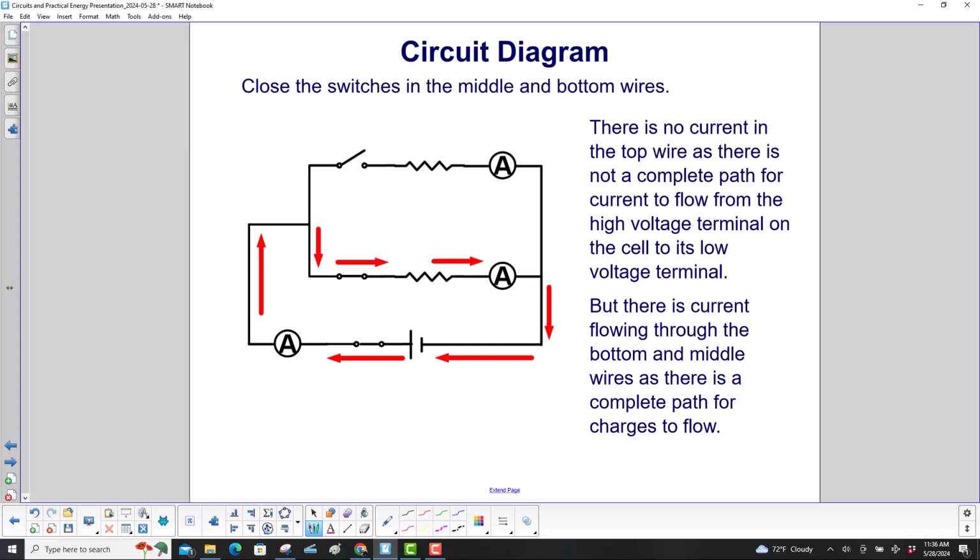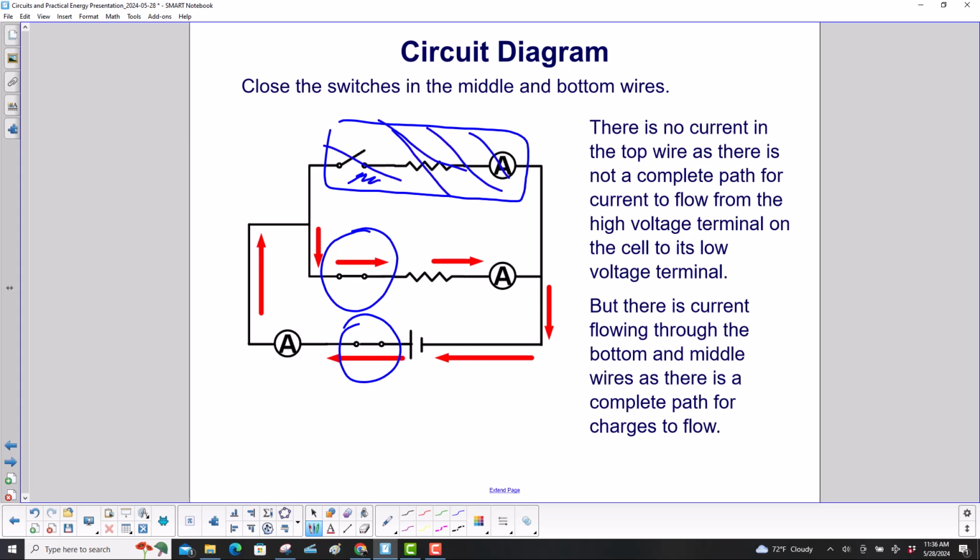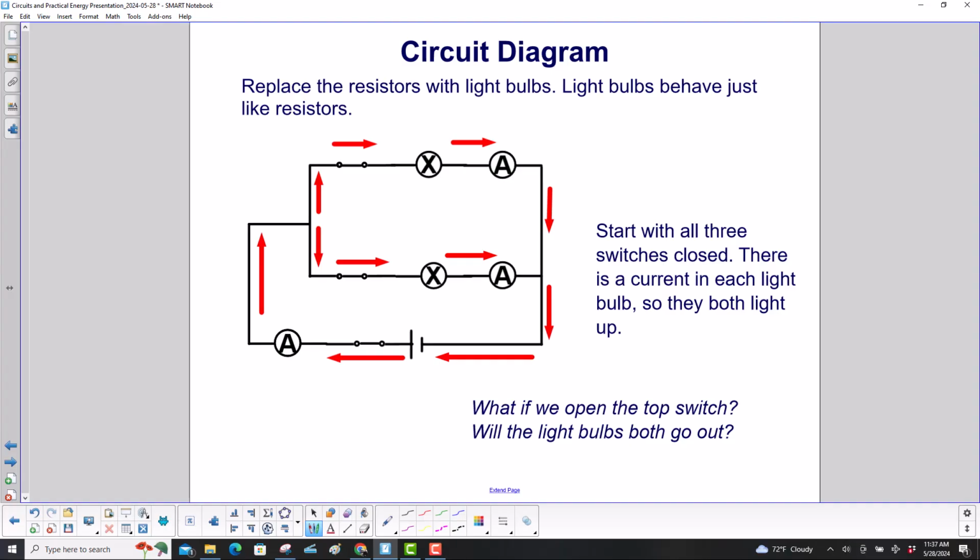Same diagram, but close the switches in the middle and bottom wires. There's no current in the top wire, as there is not a complete path for current to flow from the high voltage terminal on the cell to its low voltage terminal. Right? There's no current getting through here, so this is not part of our circuit. However, this switch was closed, and this one was. So let's see if we can find a complete path without going through any open switches. We're following the red line, and yes, we get right back to the low voltage terminal. So current is flowing.